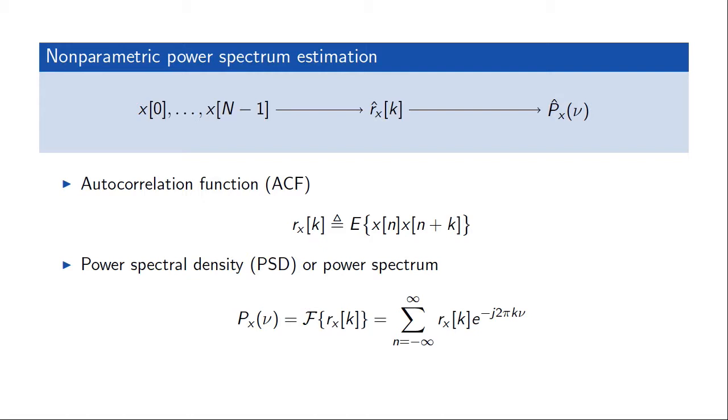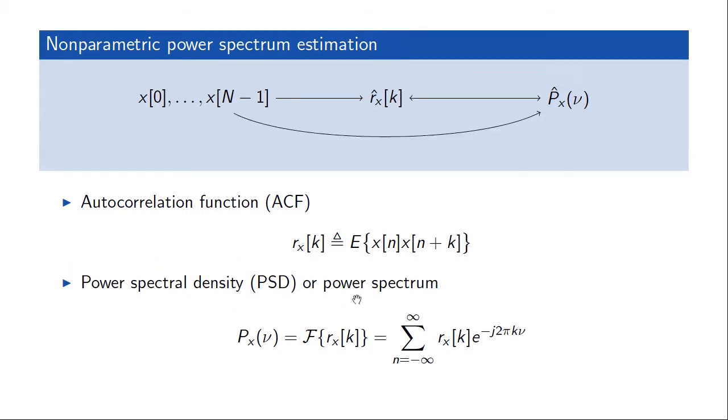Or you could think of a method that tries to obtain the power spectral density directly from the samples. But the key behind the non-parametric methods is that no further assumptions are made regarding where these samples come from, other than the fact that they came from a wide-sense stationary stochastic process.